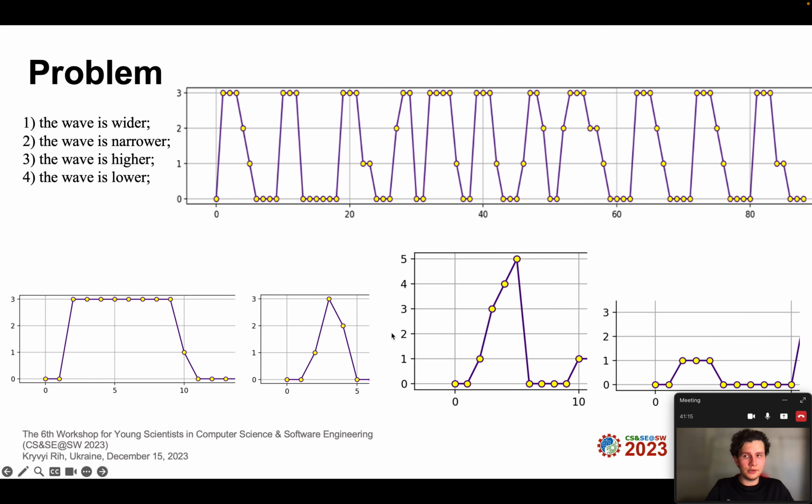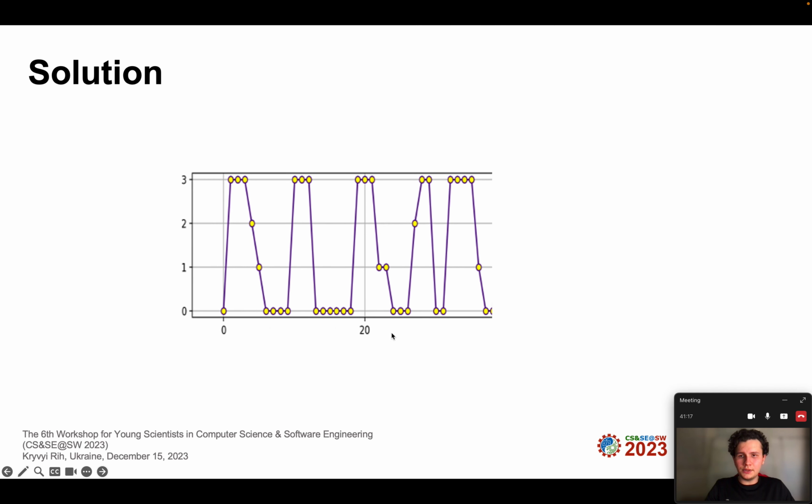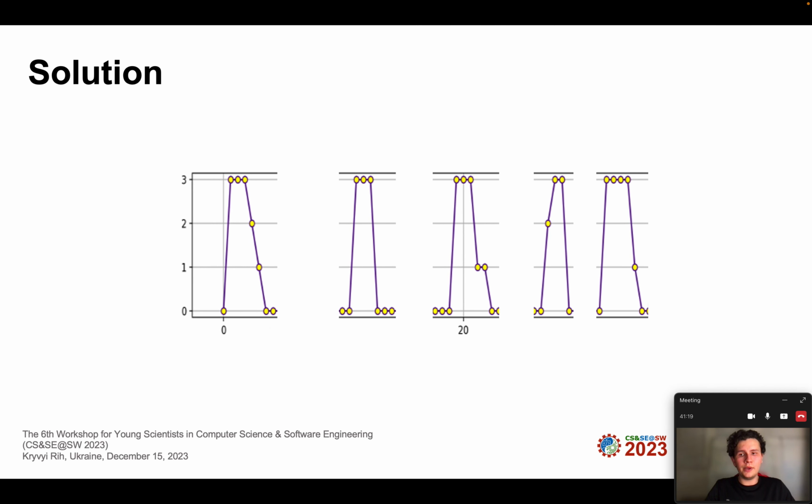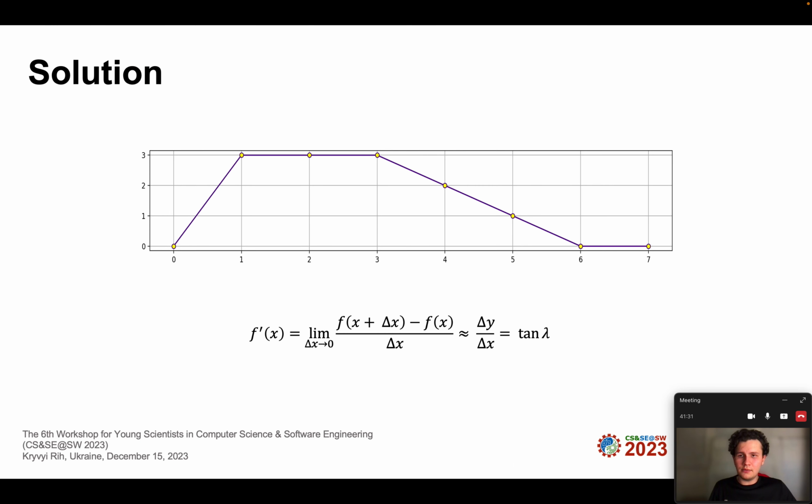But how can we do it? First of all, we need to split up our waves, and after this check the equivalence of these waves. But the first problem is how we can specify the wave. Our proposal is that we connect every point of data with a line and calculate a derivative for this line. In fact, it's a slope, and in fact it's a tangent of this angle.